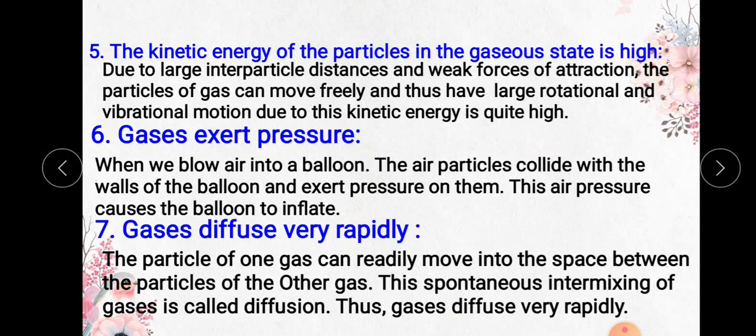Okay, next, seventh point. Gases diffuse very rapidly. The particles of one gas can readily move into the space between the particles of the other gas. This spontaneous intermixing of gases is called diffusion. Thus, gases diffuse very rapidly.